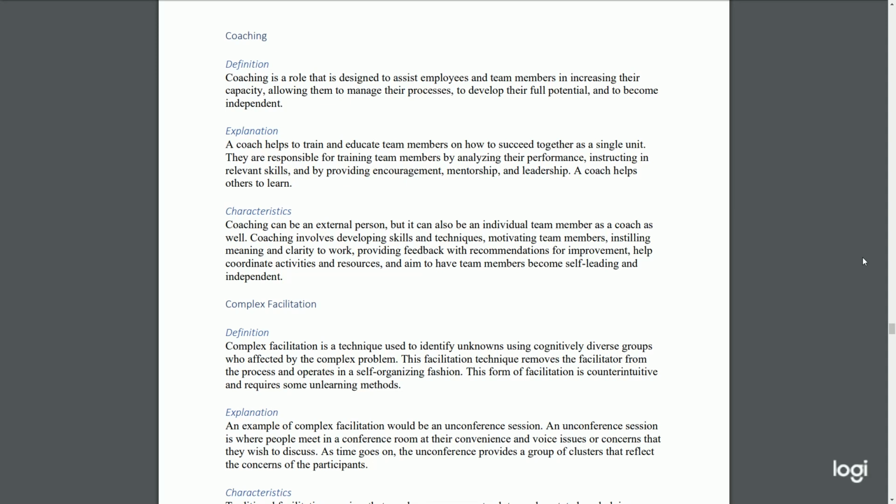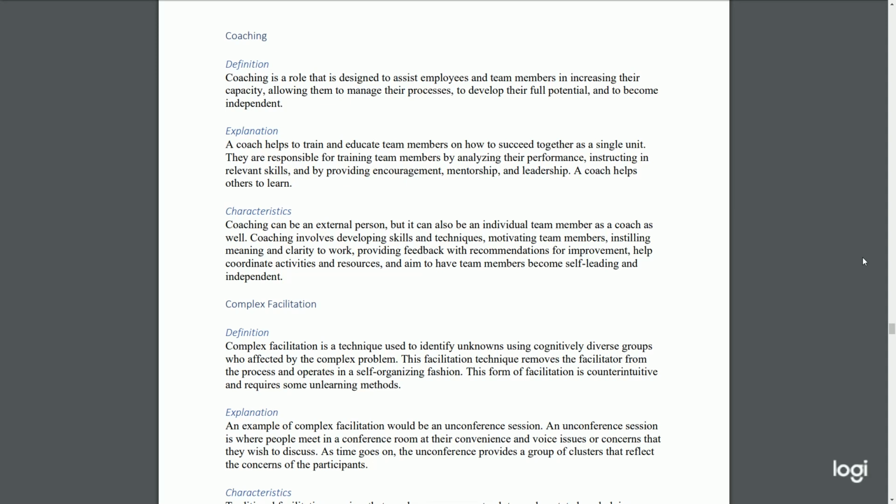Complex facilitation. Definition: complex facilitation is a technique used to identify unknowns using cognitively diverse groups who are affected by the complex problem. This facilitation technique removes the facilitator from the process and operates in a self-organizing fashion. This form of facilitation is counterintuitive and requires some unlearning methods.